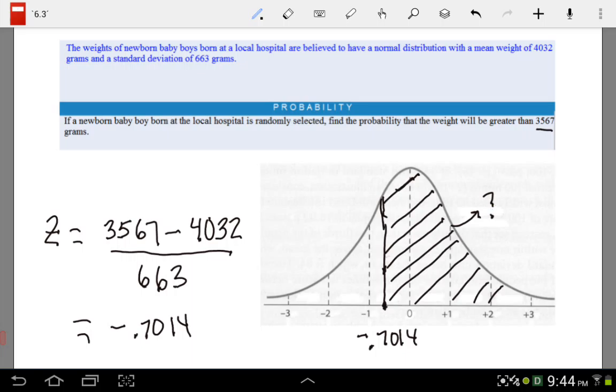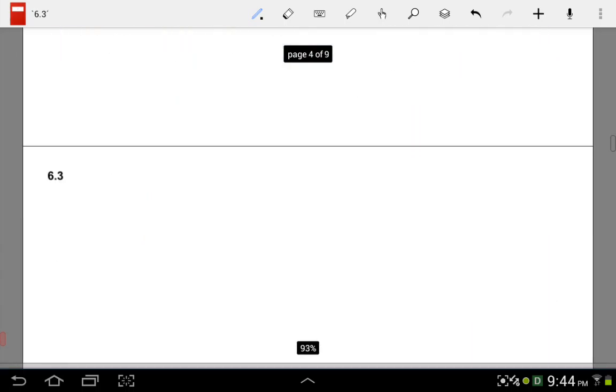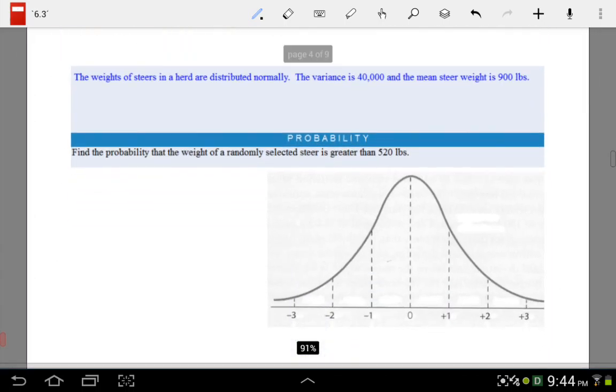Okay, let's go to another one here. Probably could have skipped that problem since it was so similar. Okay, now we're definitely going to watch this one. This one has a little trick in it, and let's see if you can spot it. This one says the weights of steers in a herd are distributed normally. Now, a steer is a cow, and that might be a question you need to ask your parents, what makes a cow a steer. But anyway, the variance is 40,000, and the mean steer weight is 900 pounds.